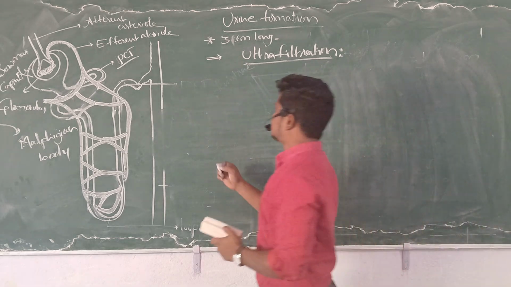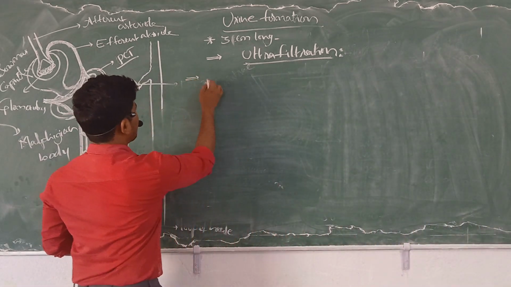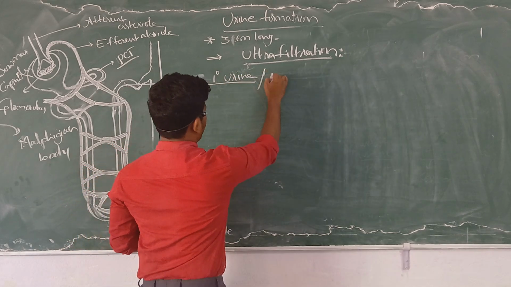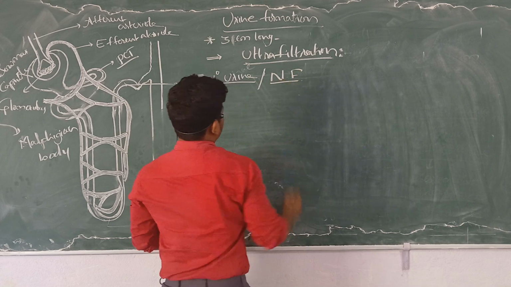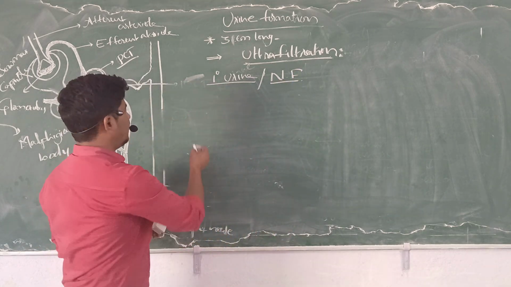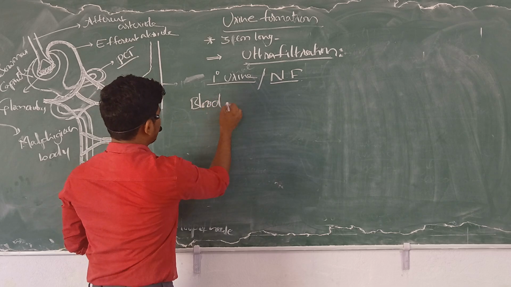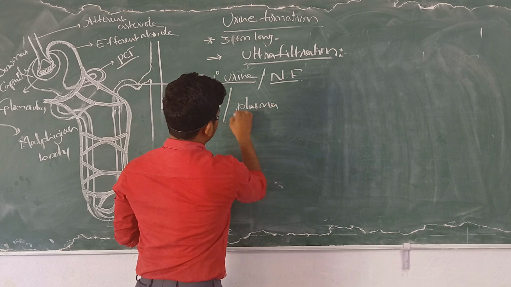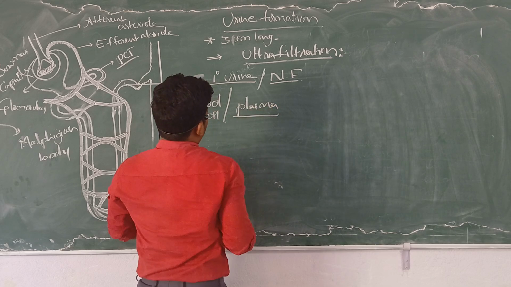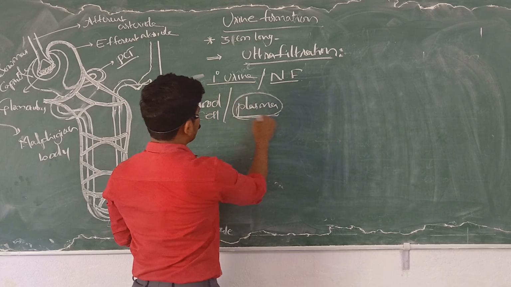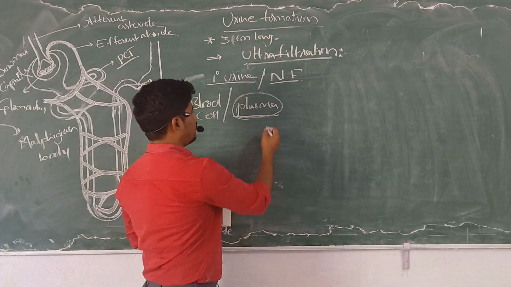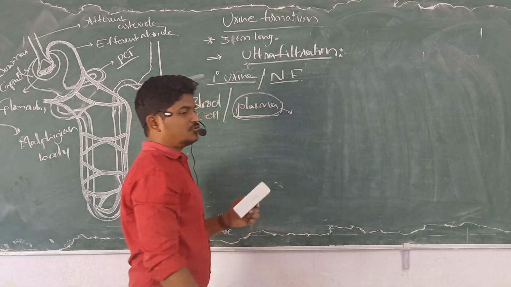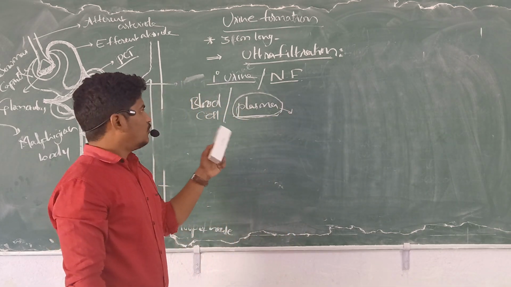Now let us see the next one. In our primary urine, what is primary urine, or nephric filtrate? What does it contain? See what blood contains. Blood contains plasma. In the nephric filtrate, plasma is present, along with the full plasma. That's why we call it isotonic to plasma.